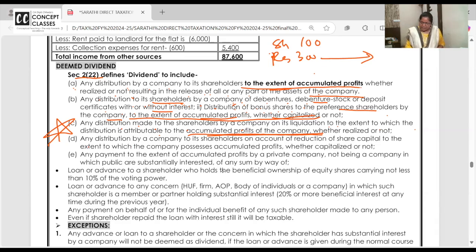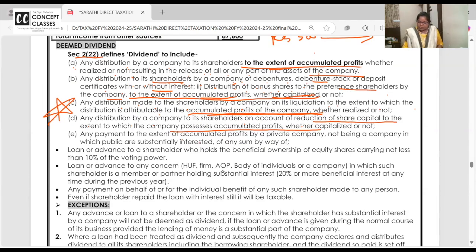Any distribution by company to shareholders on account of reduction of share capital. You know, internal reconstruction we do and we reduce the share capital to the extent of accumulated profit. Fir wohi baat. To the extent of accumulated profit, when you give this, it's your deemed dividend.